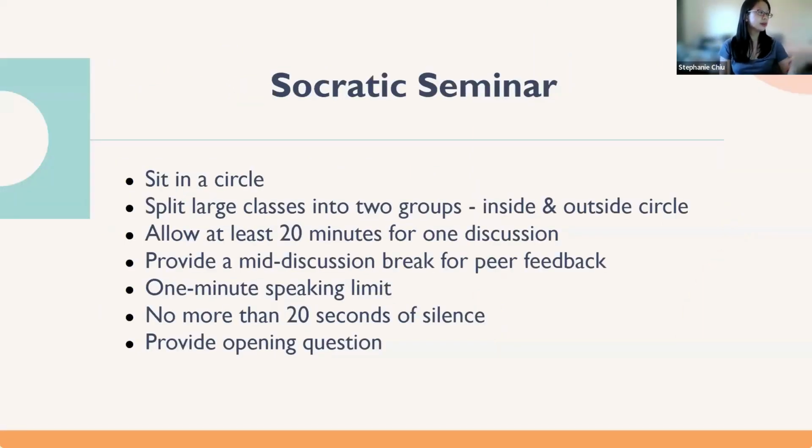During the actual Socratic seminar, they sit in a circle, and of course, since we are teachers, we often have large class sizes, so just split them into 2 groups, an inside and outside circle. And I would say allow at least 20 minutes for one discussion. You want to provide a mid-discussion break for peer feedback.